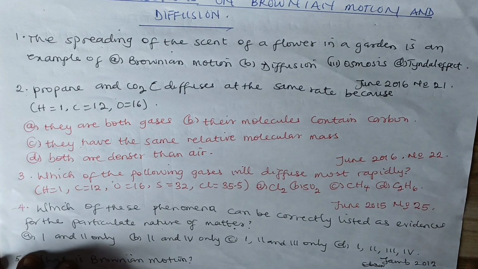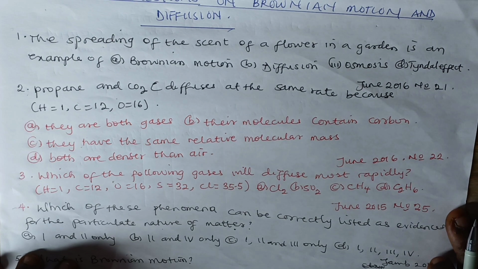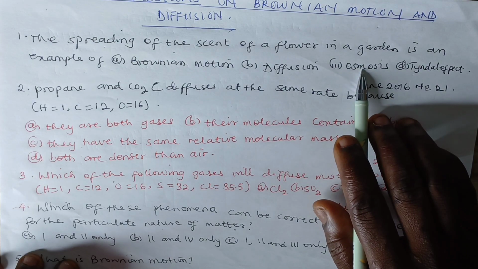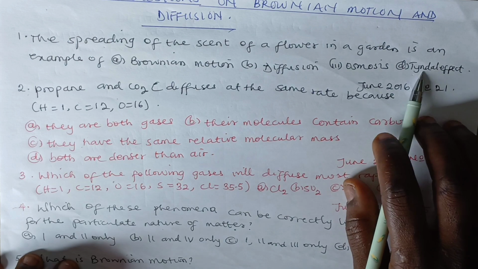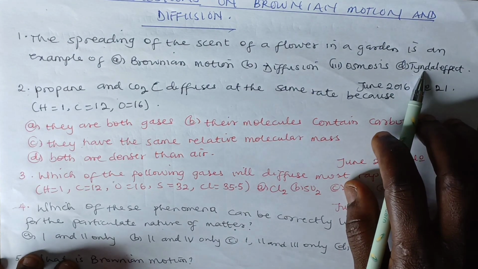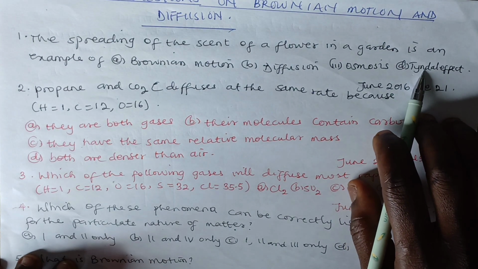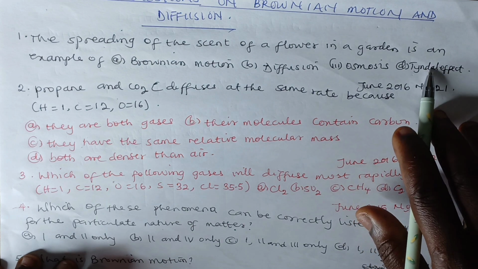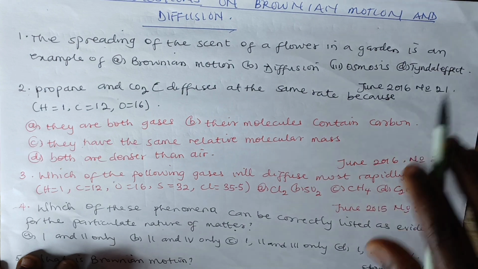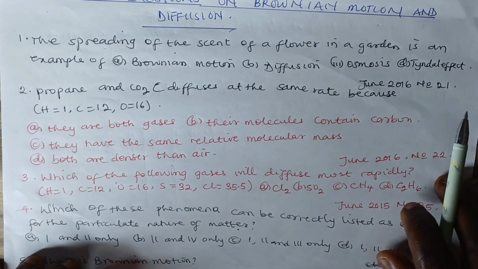Brownian motion is actually a zigzag movement of particles of solid in liquid, while diffusion is a movement of solid particles from a region of higher concentration to a region of lower concentration. Osmosis is a special form of diffusion that requires a semi-permeable membrane, while Tyndall effect is just the scattering of rays of light by a colloidal solution. So the best answer here is diffusion.